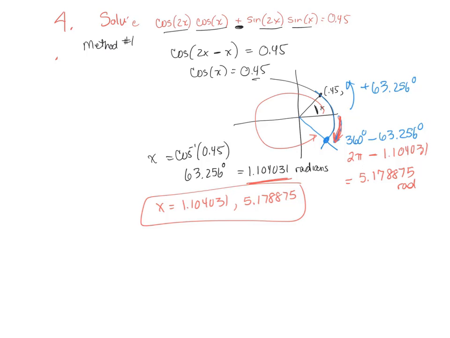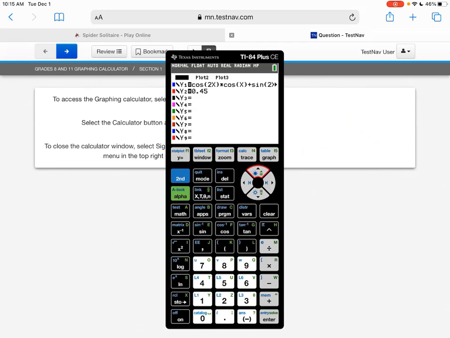Let's do method number 2. Here we go. I plugged in the left-hand side of my equation, cosine 2x times cosine x plus sine 2x times sine x. Okay, I've got that plugged in here. And I plugged in the right-hand side as the second equation, 0.45. And now let's graph that. And look, I get a nice curve here.